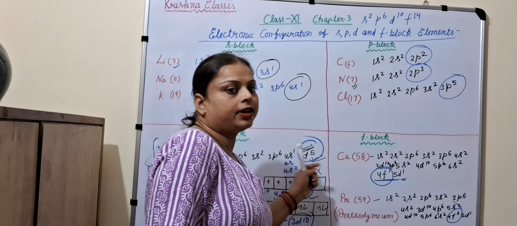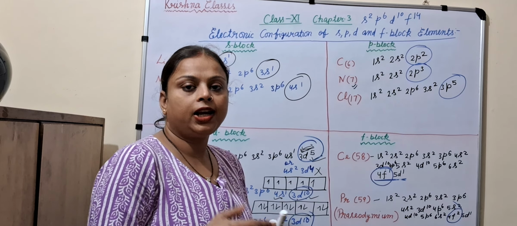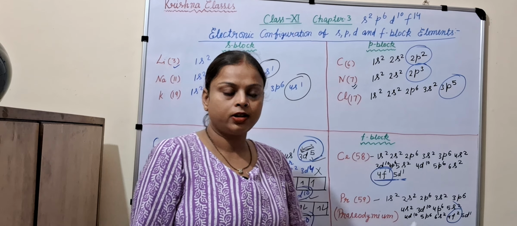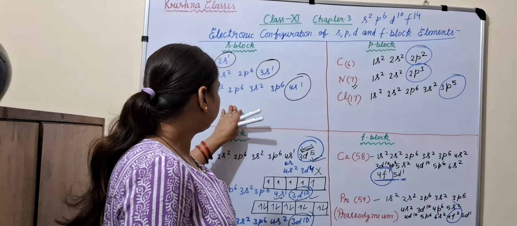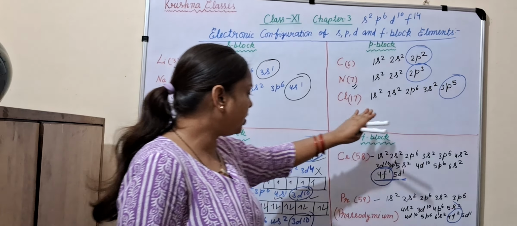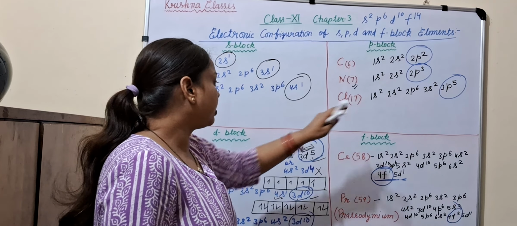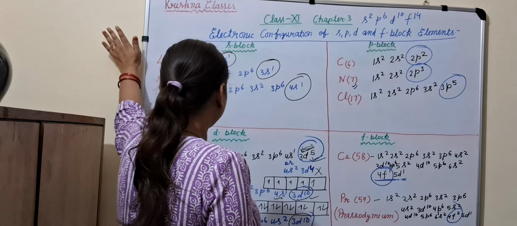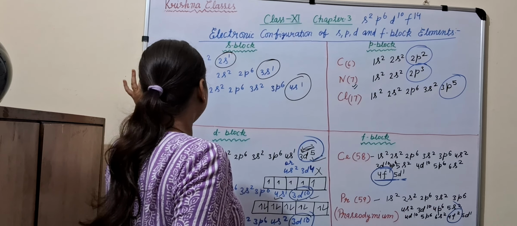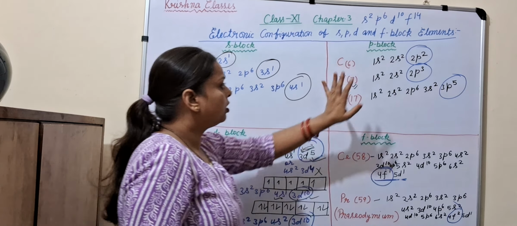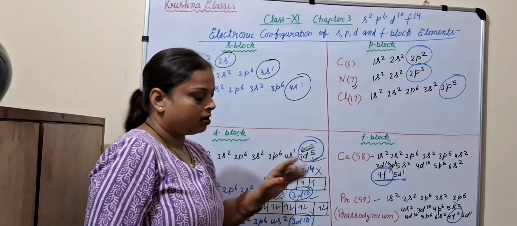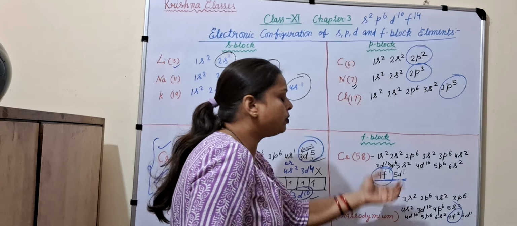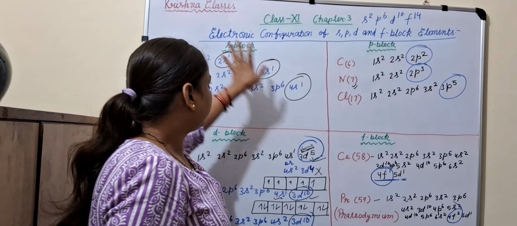I discussed in my previous video that they are found in very small quantity, in nanograms, that's why their chemistry is not fully studied. So these are s block elements and their electronic configuration, p block, d block as well as f block. Hope you understand today's topic very well. Lithium, sodium and potassium are s block; carbon, nitrogen, chlorine are p block; chromium, copper and zinc are d block; cerium and praseodymium are f block elements. So this is today's class.